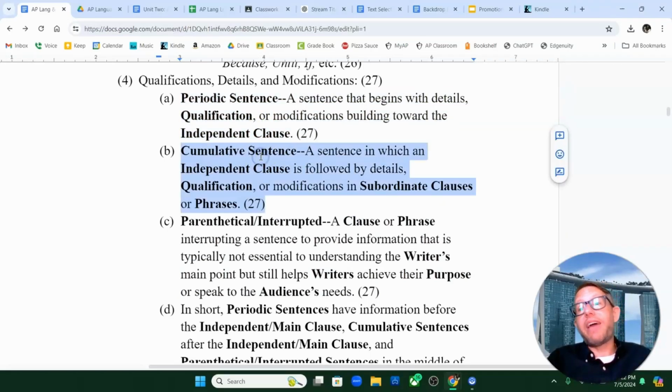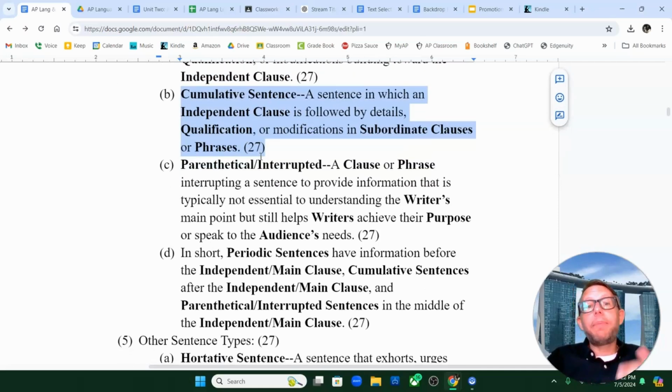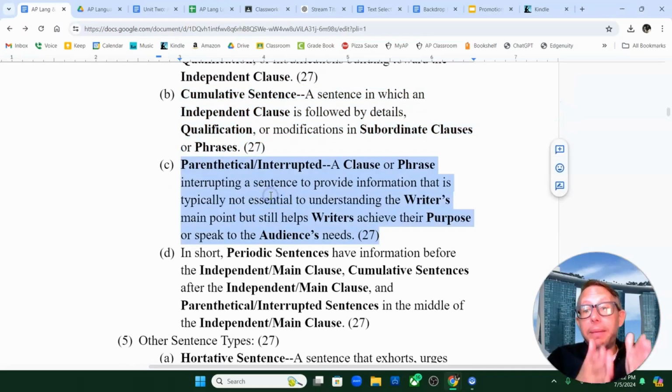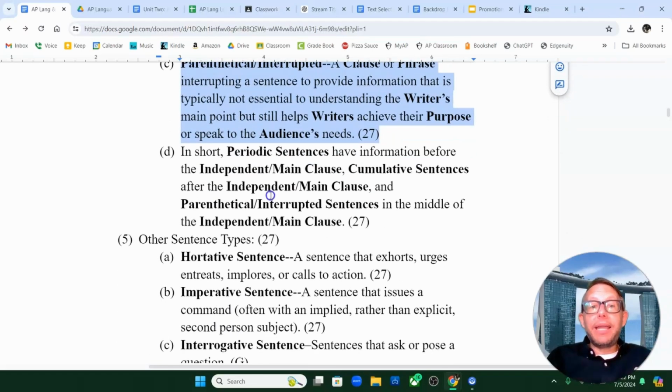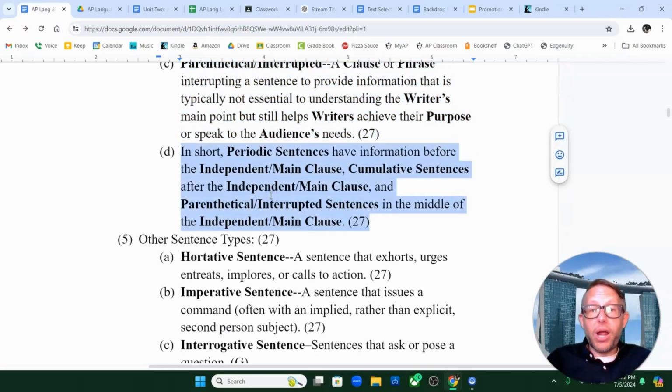Cumulative sentence, you're putting stuff after the main independent clause. Parenthetical interrupted, you're putting it in the middle of a main independent clause, okay? Now, to sort of summarize a lot of what that is all about then, we have this. In short, periodic sentences have information before the independent main clause. Cumulative sentences after, and parenthetical interrupted sentences in the middle.